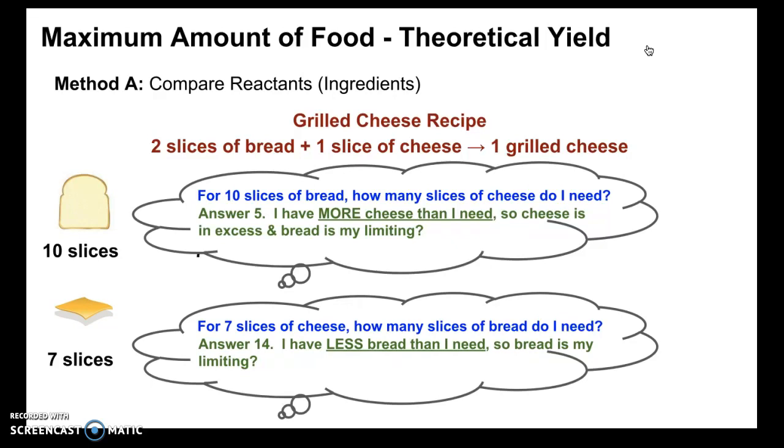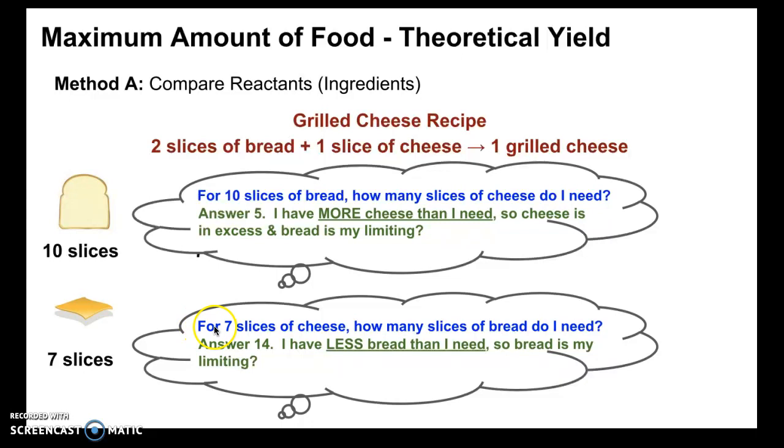This is method A for the limiting reactant, which was comparing two reactants, or two ingredients, and figuring out if you have more or less than you need. So, for example, for the 10 slices of bread, we could ask ourselves, how many slices of cheese do I need? According to our recipe, we would need 5 slices of cheese. So we determine, oh, I actually have 7, but I only need 5. Well, that tells you that cheese is in excess, which makes the other reactant, the bread, the limiting one.